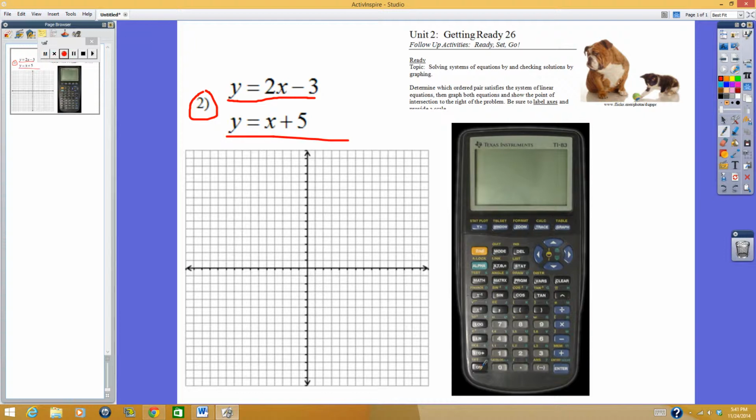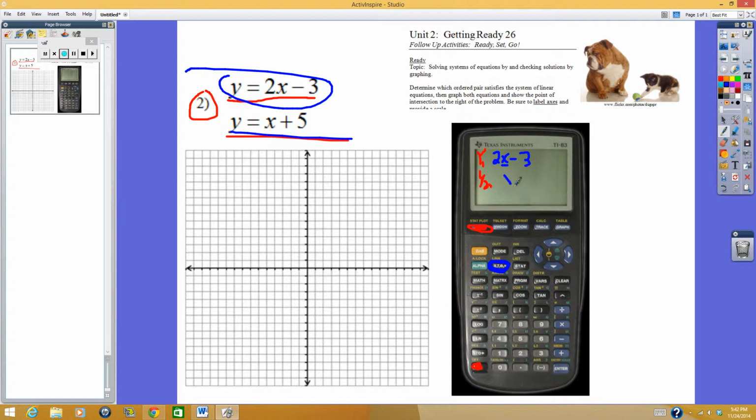So you should turn on your calculator and then press y equals. When you press y equals, you should have y1, y2, all that stuff. This is y1, and that's y2, so just put it in. 2x minus 3. And if you don't remember which button to press for x, use this one. It's the one right next to alpha, right next to the green button, okay?